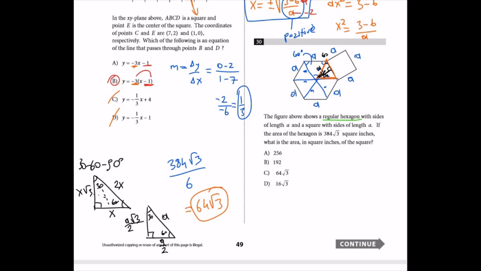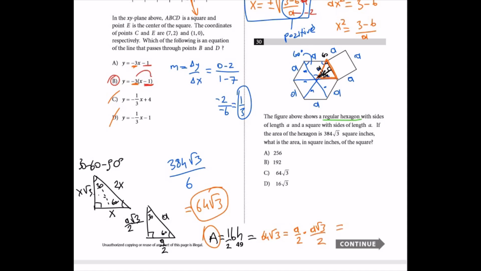Now we know the dimensions. Now we can use the area formula of a triangle. So what is the area of a triangle? One half base times height. We know that the area of one single triangle is 64 root 3. And one half times base. Base is A, because each side is A. And A divided by 2 is A over 2. That's the base of this triangle. And the height of this triangle is, as we found here, A root 3 over 2.